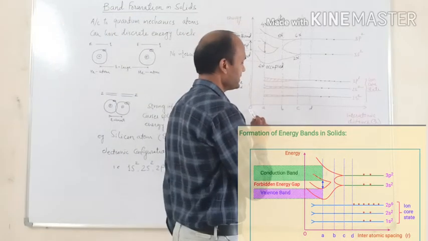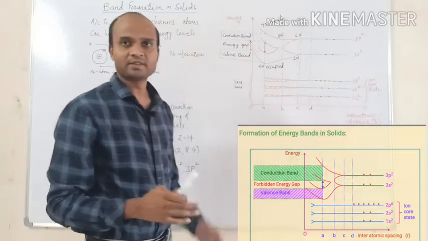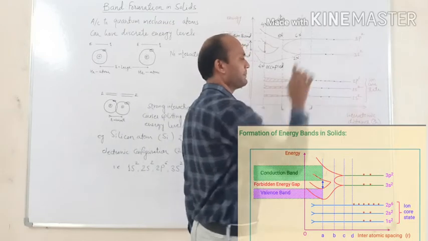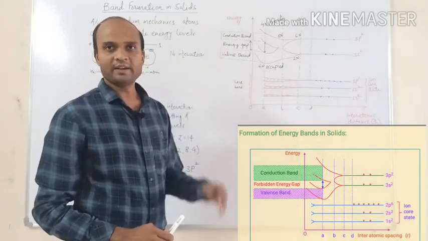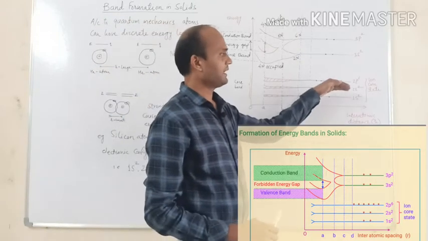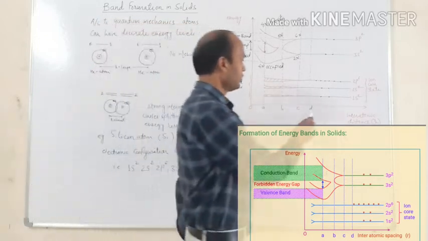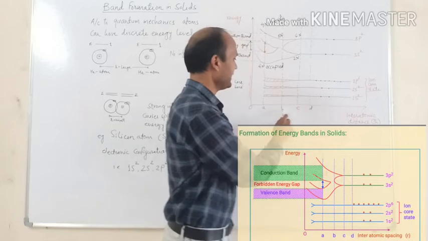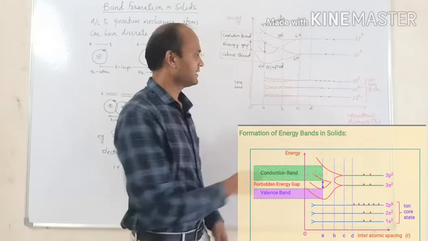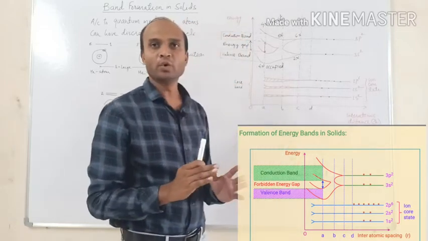Here you can see when the distance between the atoms is larger, when atoms are at a longer distance, then these energy levels are separate, and each atom has its own separate energy levels. There is no splitting, no interaction. Distance is denoted by A, B, C, D and so on. Now if the distance is very large, much greater than D, then energy levels are separate. It means there is no interaction.